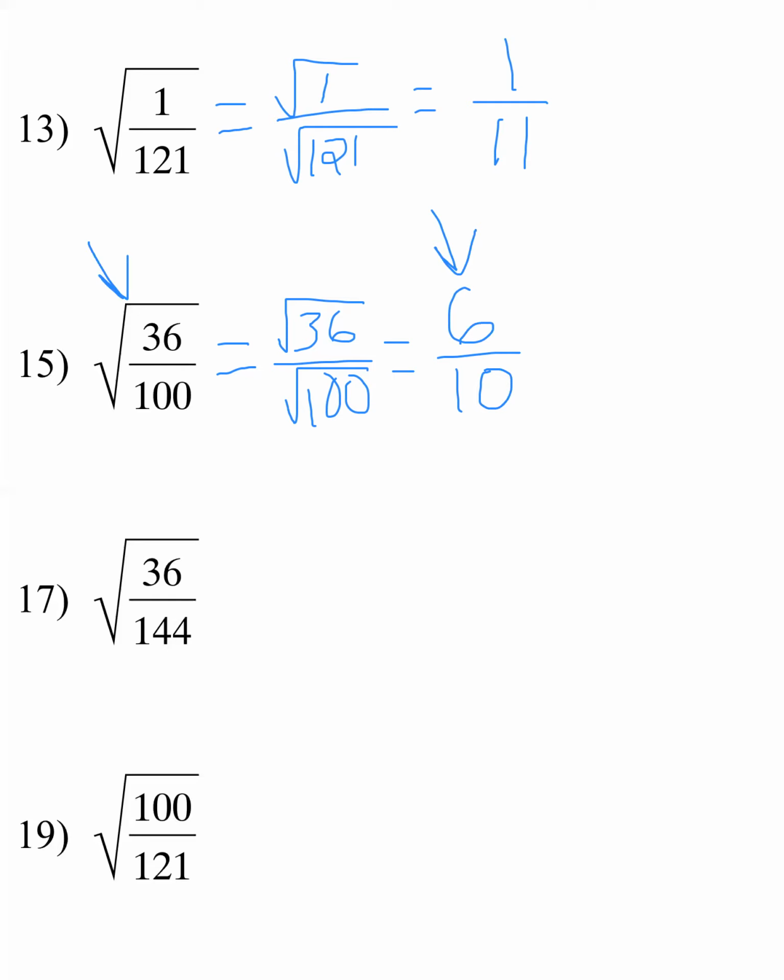So my numbers are much smaller, but I do have to reduce somewhere. It doesn't matter if you reduce the original or after you take the square roots, but you do have to do it. So if I reduce 6/10, that's going to come down to 3/5, and there's my final answer. Okay, so the same thing is going to happen with 17. You can choose to reduce it first if you want, but I think that's much harder. So I would just go ahead, take the square root of 36, take the square root of 144, and then simplify your answer afterwards if it needs to be done.